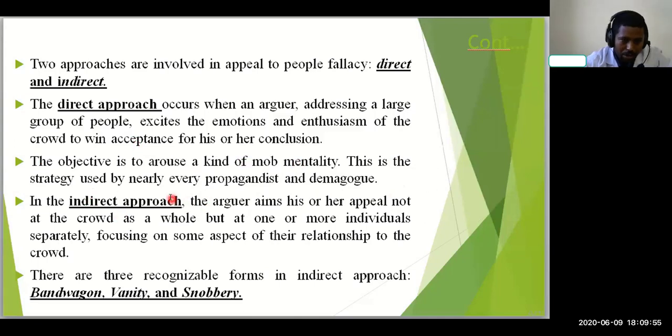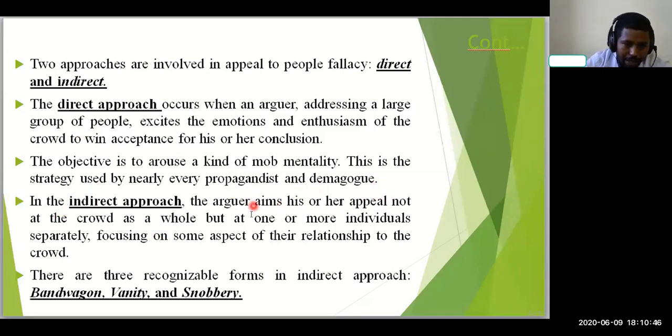This is a strategy used by nearly every propagandist, demagogue, or orator. It is very familiar that orators and propagandists use a kind of direct appeal to arouse the minds and mentalities of their followers, creating their charisma and behavioral influence, or creating a kind of mob mentality in the listeners.